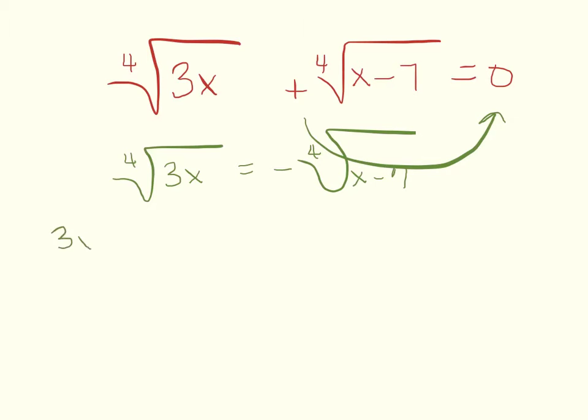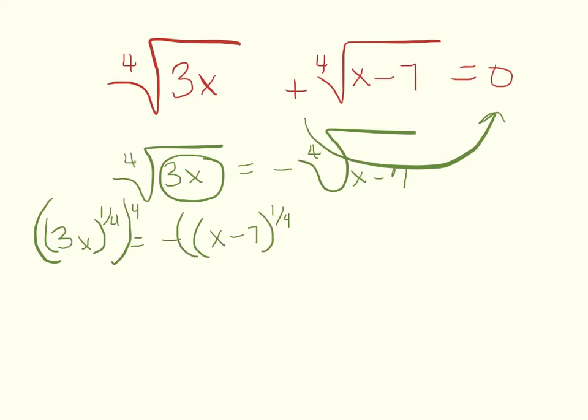I'm going to raise that to the 1/4, because that's what this means. And that equals negative x minus 7 to the 1/4. And in order to solve, I'm going to raise that to the 4th power. Actually, it's everything. So I'm going to raise both sides to the 4th power. And that should be this whole thing. So I'm going to raise that. And anything to the 4th power is going to give me a positive there.